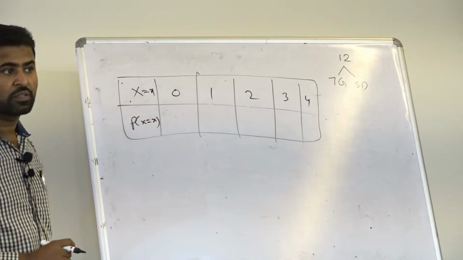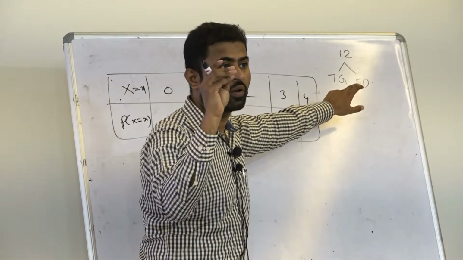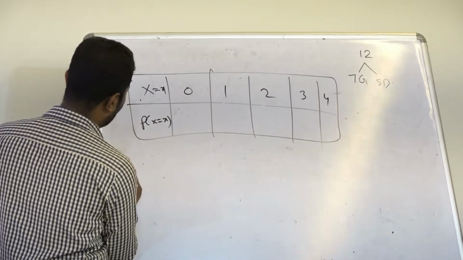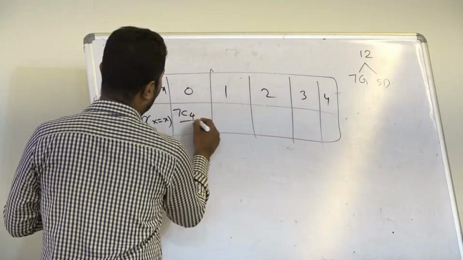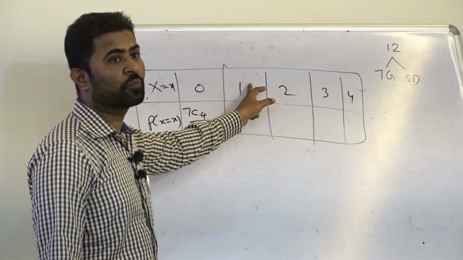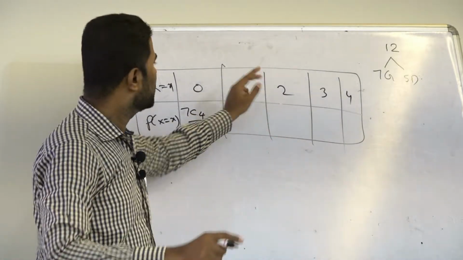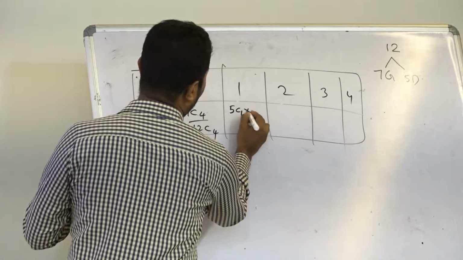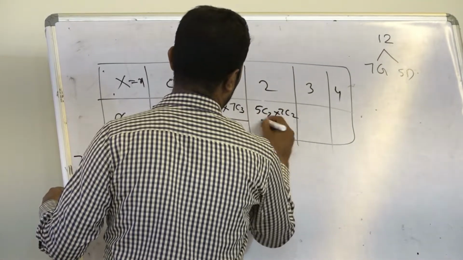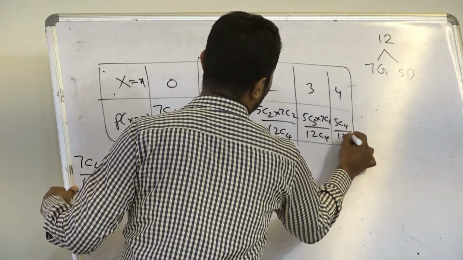Then 0 defective items. 0 defective means you have to select all from the good items. You are selecting 4 out of 7 good items, so that can be written as 7C4 by 12C4. Then 1 defective and the remaining 3 should be non-defective: 5C1 into 7C3 by 12C4. Then 5C2 into 7C2 by 12C4. 5C3 into 7C1 by 12C4. And 5C4 by 12C4.